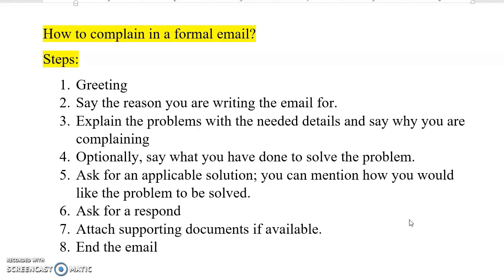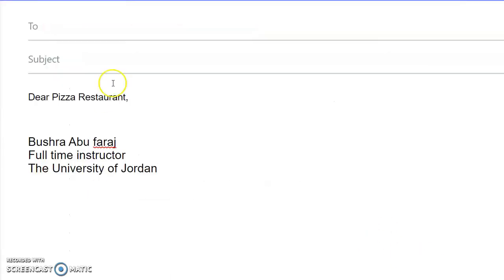Suppose that I have invited my friends to have lunch with me, and the food was ordered from a pizza restaurant. So I have ordered 16 pieces of pizza, and the quality of the pizza was so bad. So I have to write a formal email just to complain to the management about the bad service or the bad quality of the pizza. So I will go directly to the email.